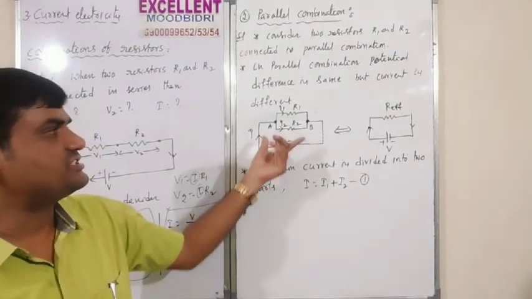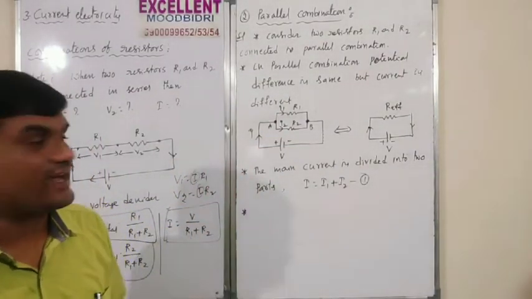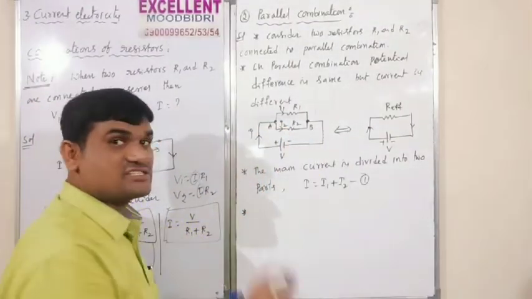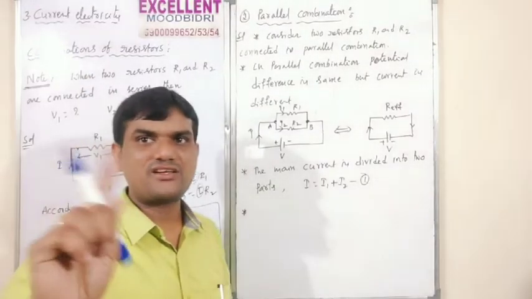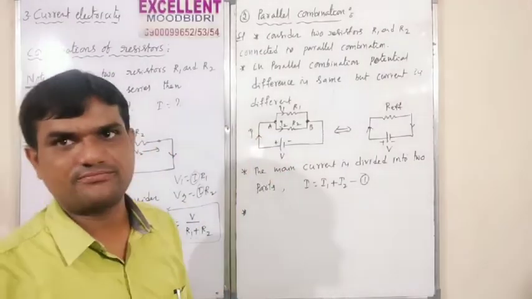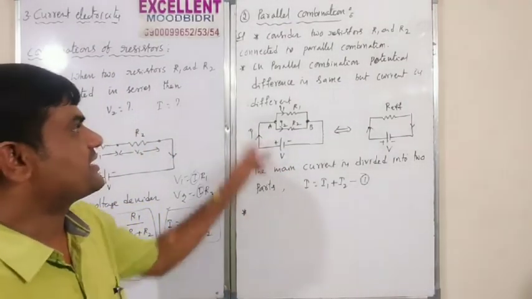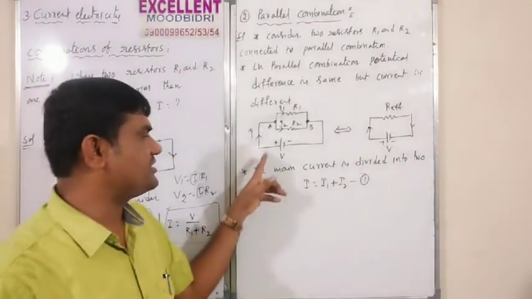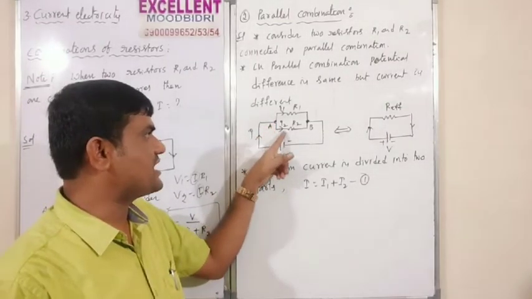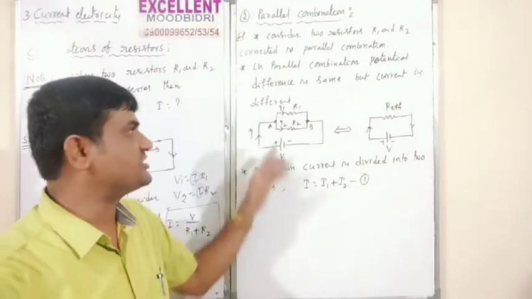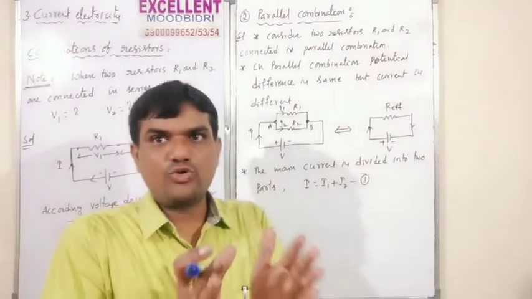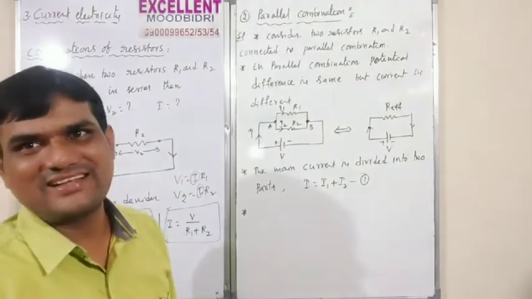Therefore, potential is the same, but current is different. At junction A, the current is divided into this part and this part. The current is divided, right? That is why the current is not the same, only the potential is the same. The potential difference is the same in the parallel combination, but the current is different. Remember, at the junction the current is divided. If the current can divide, that is a parallel. If the current does not divide, that is a series.